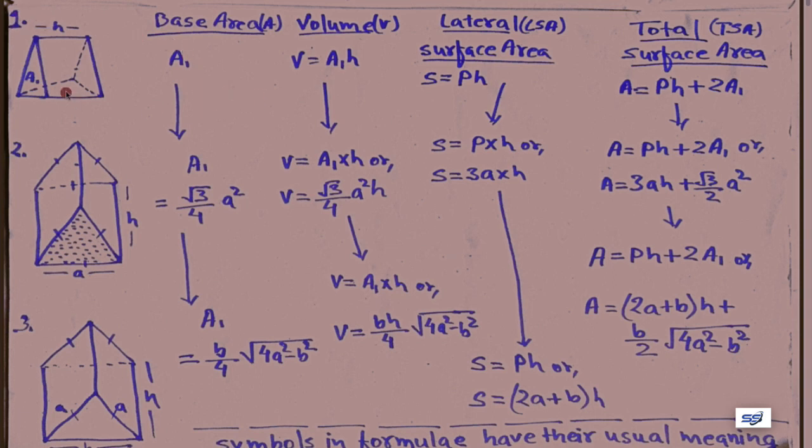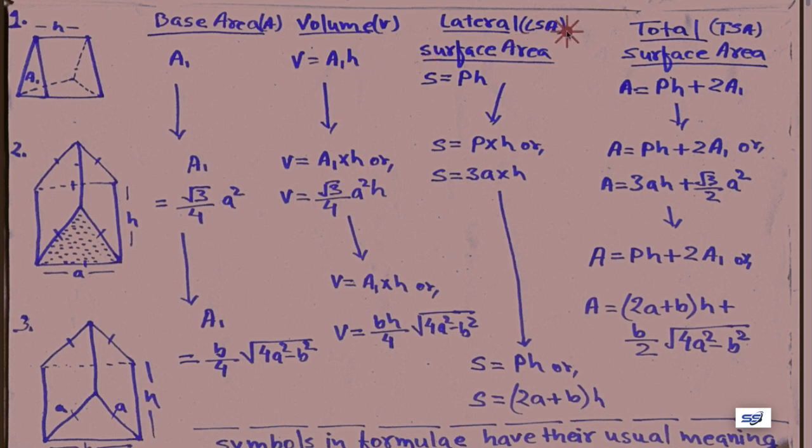A different figure. Here, the figure shall be like this. As given, A1 is given. Then, to find the base area, we have to use the area A1 already given here. If we have to find the volume, V is equal to A1 into h.